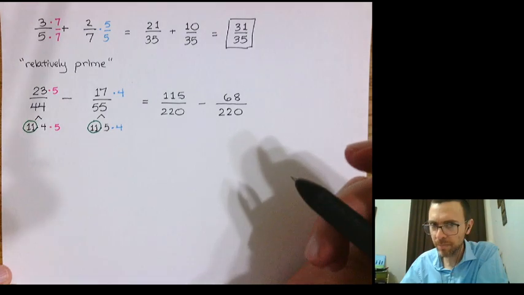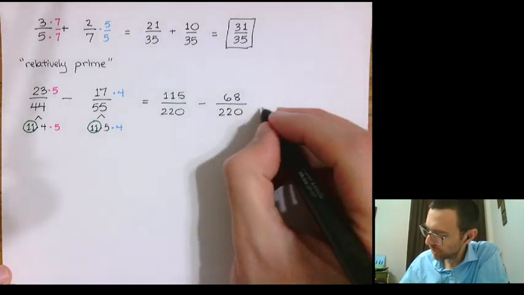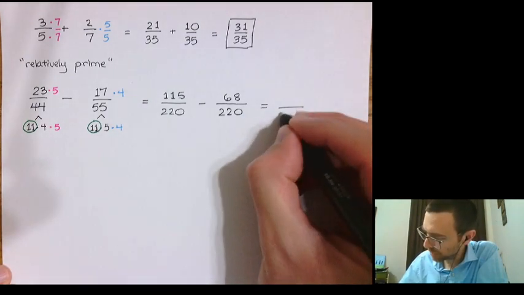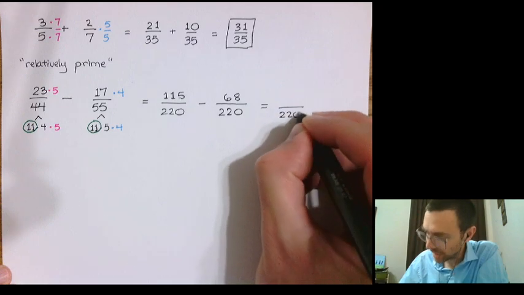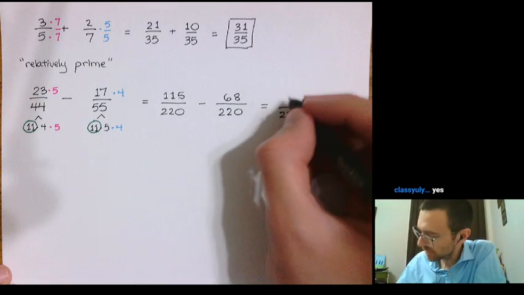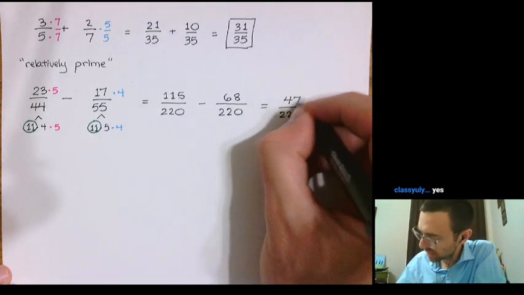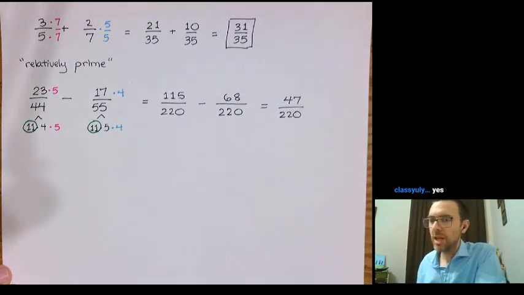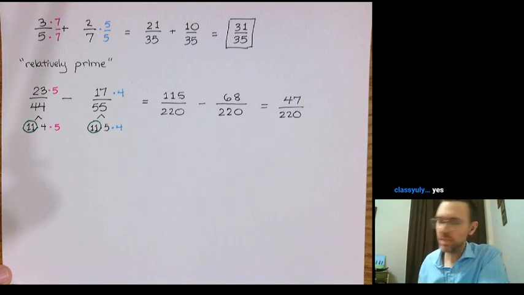Right? Everybody's good with that? And so when you do the subtraction here, again, keeping the denominator the same because we worked hard to get it to be the same denominator, 115 minus 68, 47. Now this does not reduce. It stays as it is.